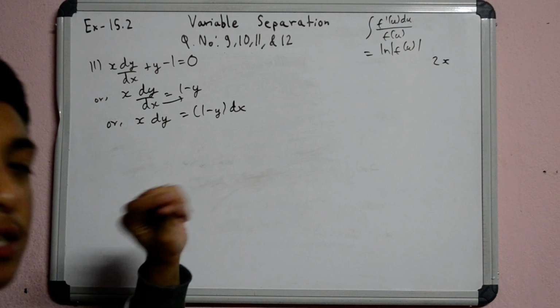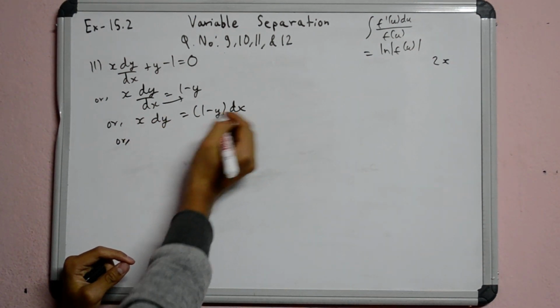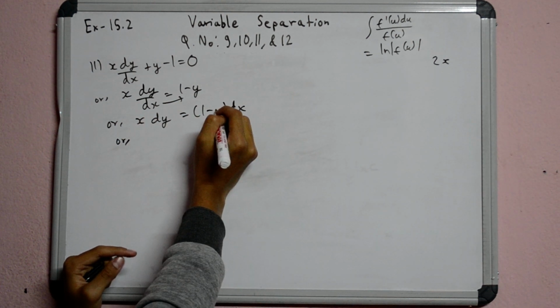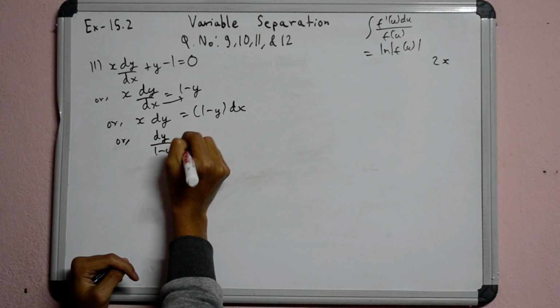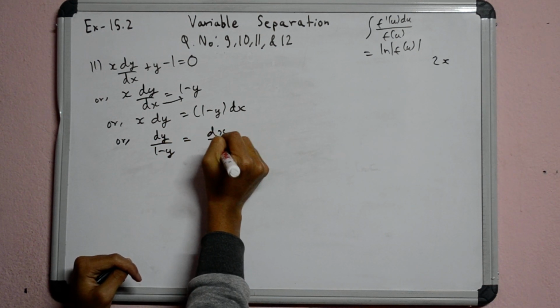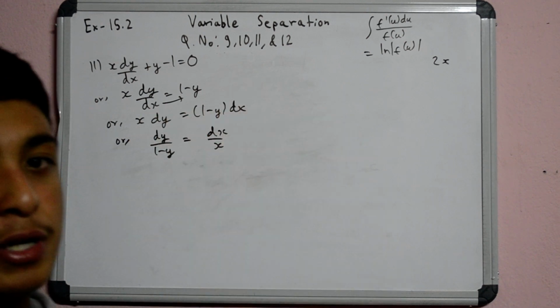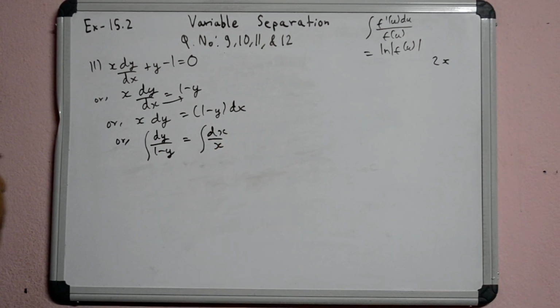Now let's simply separate the x's and y's. So here the x should go to the dx and 1 minus y should go to the dy. So this becomes dy over 1 minus y is equals to dx by x. And remember to always keep dx and dy in the numerator, otherwise the integration will not work.